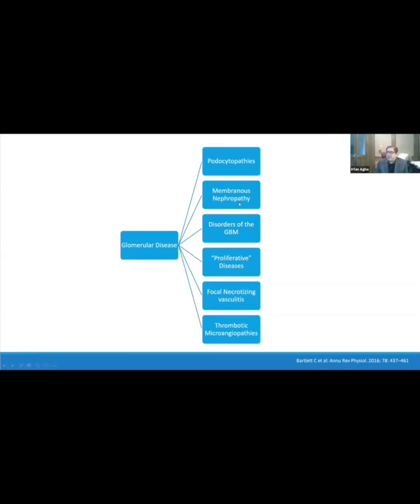So we are going to talk about podocytopathies. We're going to talk about membranous. Membranous is technically a podocytopathy, but since it is so very different from FSGS and minimal change disease, I think it merits its own class. I'm going to skip over the disorders of the glomerular basement membrane. I had to sacrifice some things today just in the interest of time. There was not enough time to do all of this.